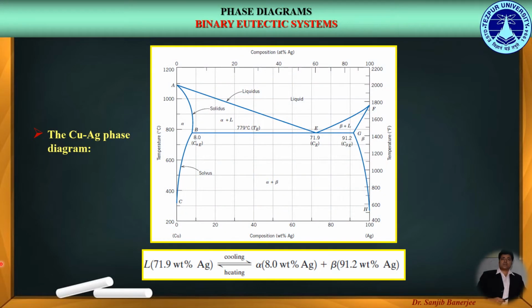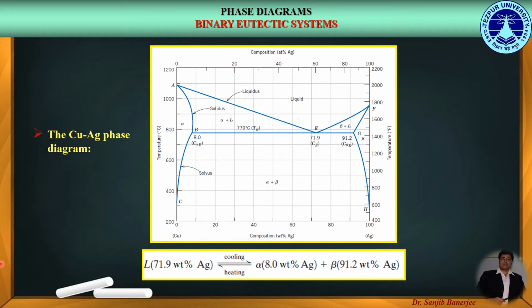Next we come to the binary eutectic systems. For binary eutectic systems, two metals or compounds are not mutually soluble in every proportion. Here in this figure we can see the copper-silver phase diagram, which is an example of a binary eutectic system.